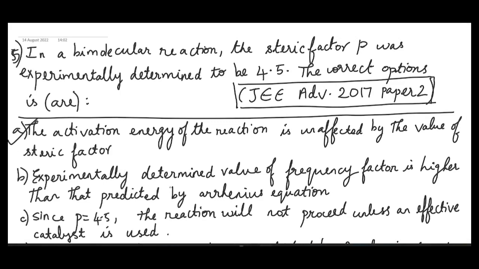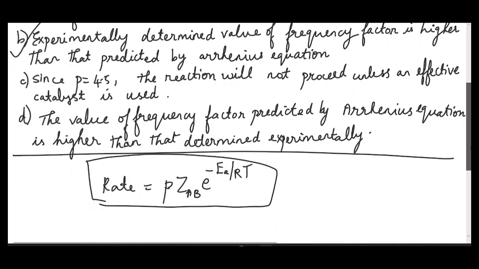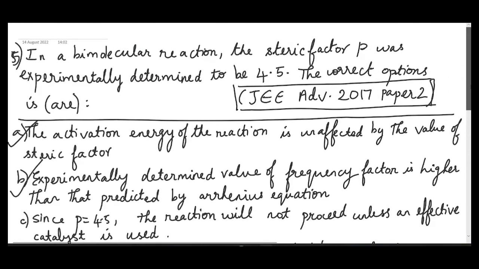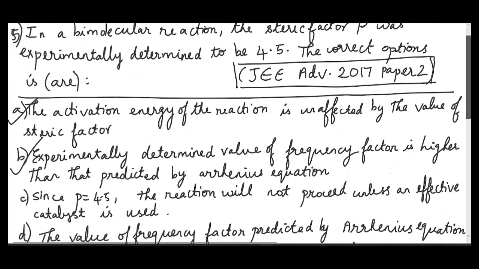Option B is that the experimentally determined value of frequency factor is higher than that which is predicted by the Arrhenius equation. Yes, this is correct. The experimentally determined value of frequency factor is higher because the Arrhenius equation predicted that the steric factor P lies between 0 and 1. So here obviously in the question it is given that the value of P is 4.5. So it is higher than that predicted by the Arrhenius equation.